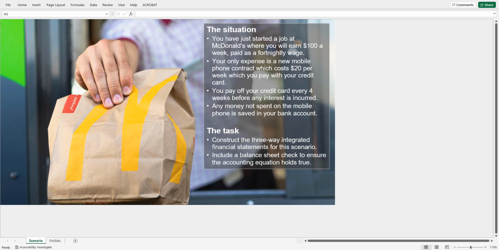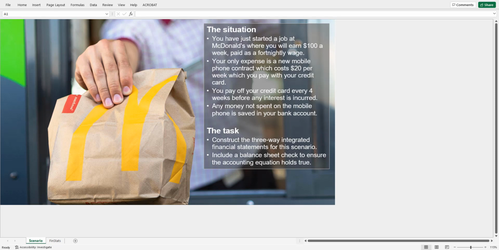And it's probably worth mentioning that you wouldn't normally create financial statements for an individual. Normally you only do that for businesses. But again, we're just keeping things simple here, and I've put together a simple scenario that hopefully you might be somewhat familiar with. Now, our task is to construct the three-way integrated financial statements for this scenario.